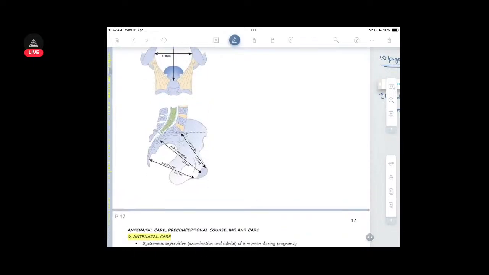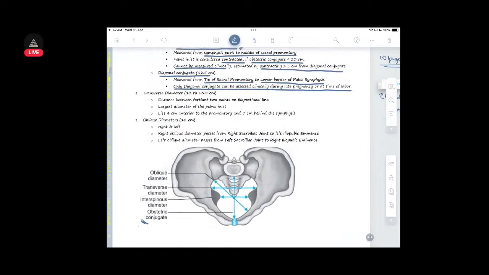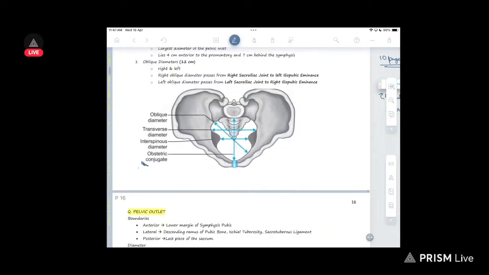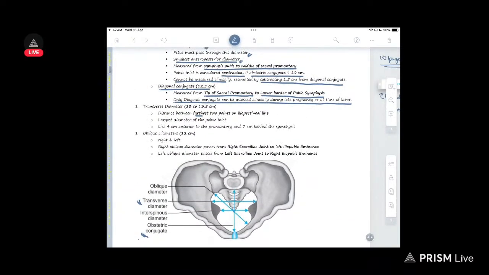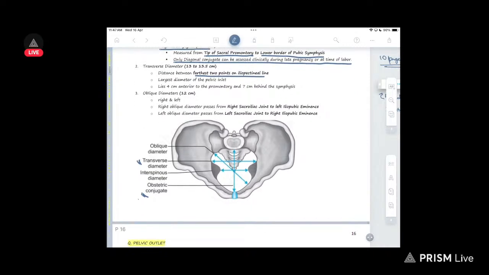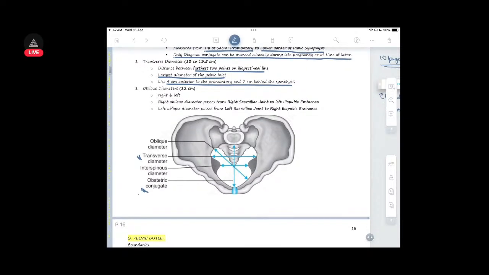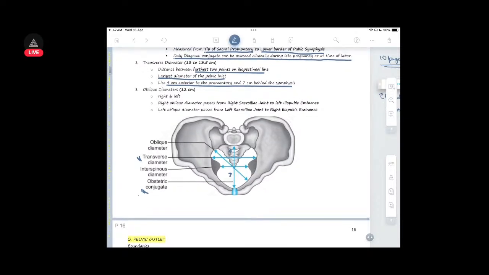I don't have any good photos here, unfortunately. The transverse diameter is this one right here. It is between the furthest two points on the iliopectineal line. It is the largest diameter of the pelvic inlet. It is 4 cm anterior to the promontory and 7 cm behind the pubic symphysis. This is 7, this is 4.